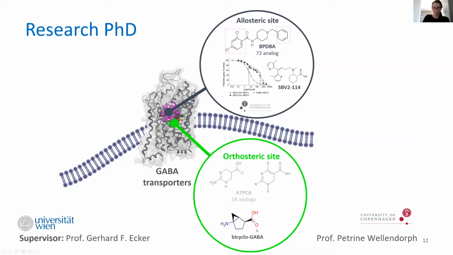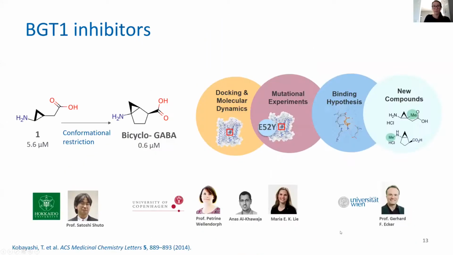So this compound is so far the most potent and most selective inhibitor that we know. And this was a huge collaboration between my former supervisor, Professor Ecker, and also my current supervisor, Professor Wellendorph. So what did we do? I also have to mention our chemistry collaborator. This compound was actually designed by the students of Professor Satoshi Shuto. He is a professor of chemistry at the University of Hokkaido.